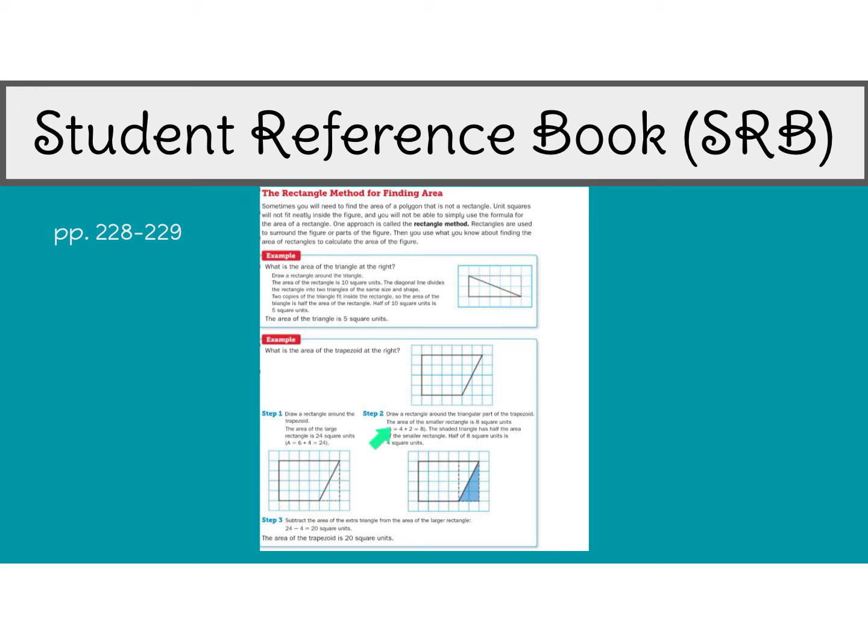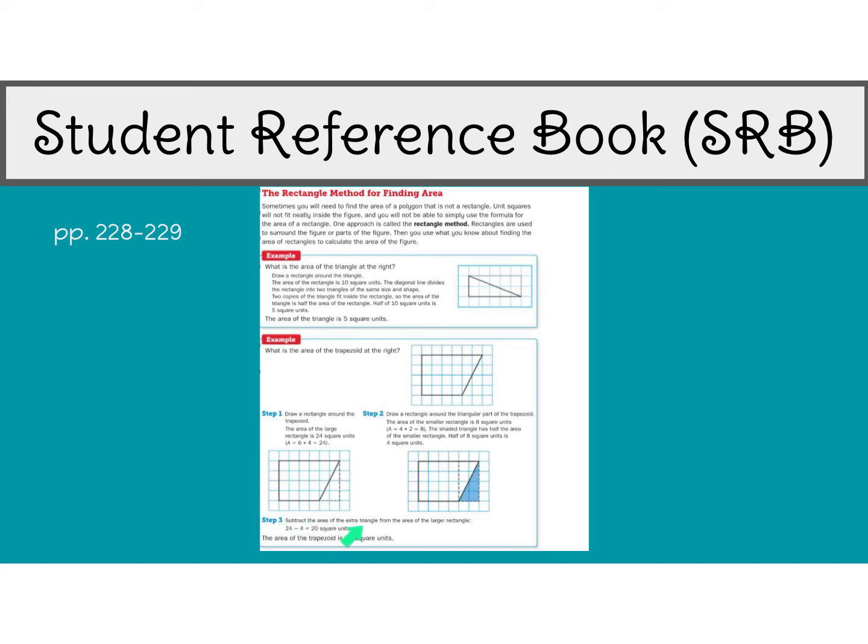Then you're going to find the area of a smaller rectangle that would be the other half of that triangle. Hopefully you see where we're getting at here. The area of the smaller rectangle is 8 square units. So A equals 4 times 2, which is 8. The shaded triangle has half the area of the smaller rectangle. Half of 8 square units is 4 square units.